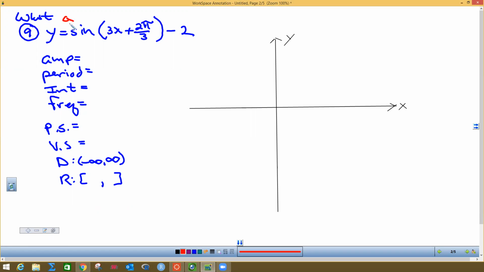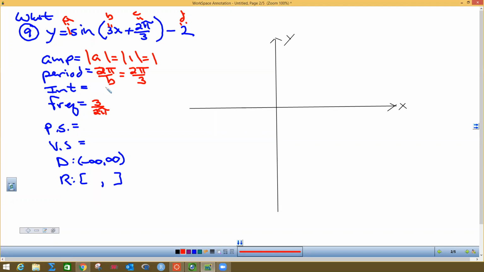So amplitude, first I'm going to show you the letters and where they go. A is the coefficient of sine, which in this case is 1. B is 3. C is 2 pi over 3, and D is -2. So the amplitude is the absolute value of A, which is the absolute value of 1, which is 1. Period is 2 pi over B, which in this case is 2 pi over 3. So I'm going to come down here and do frequency, just flip that upside down. So that's 3 over 2 pi is the frequency.